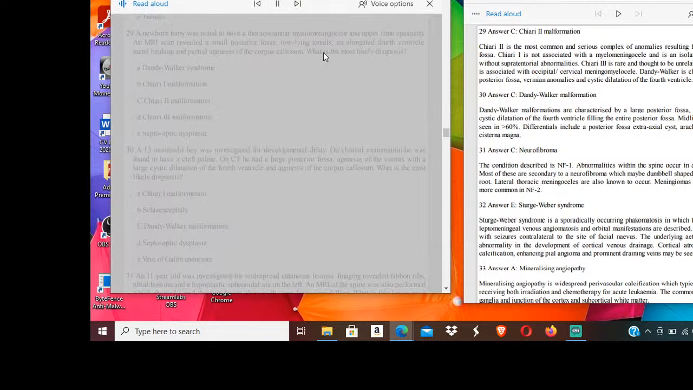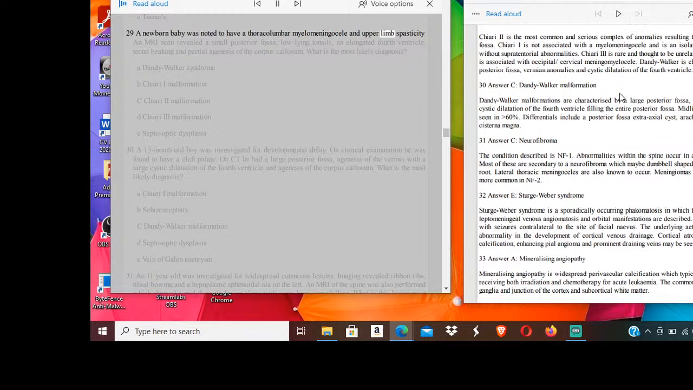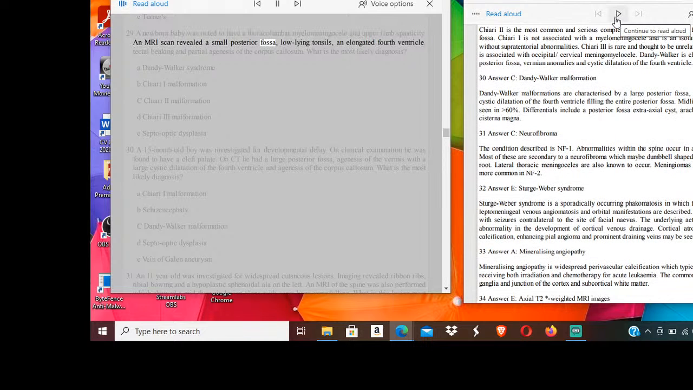29. A newborn baby was noted to have a thoracolumbar myelomeningocele and upper limb spasticity. An MRI scan revealed a small posterior fossa, low-lying tonsils, an elongated fourth ventricle, tectal beaking and partial agenesis of the corpus callosum. What is the most likely diagnosis?